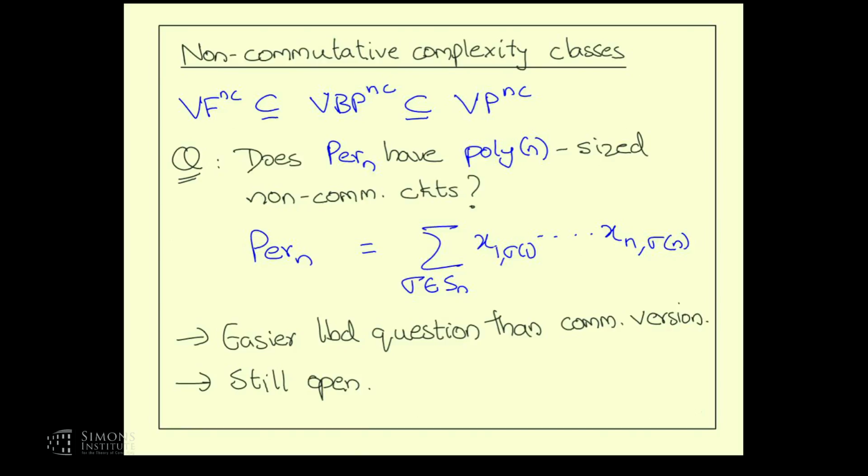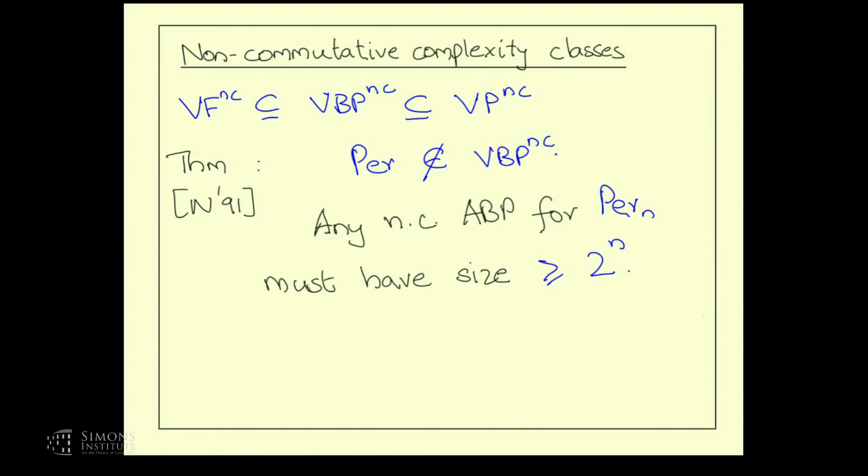The circuit question in this setting is still open, but it turns out that if you set your sights a little bit lower, and instead of proving lower bounds for circuits, you ask for lower bounds for weaker models of computation, then we do have them. For example, we know that the permanent does not have algebraic branching programs in the non-commutative setting, and by permanent I mean the non-commutative permanent that I defined in the previous slide. It does not have algebraic branching programs of polynomial size. In particular, any non-commutative ABP for the permanent must have at least 2 to the n size, so exponential size.